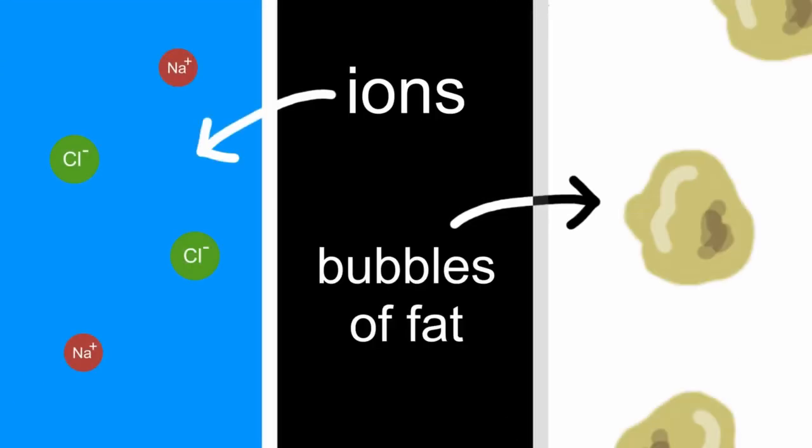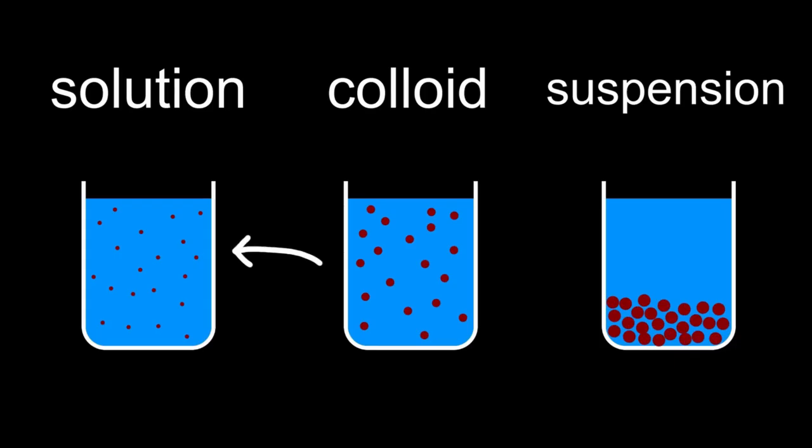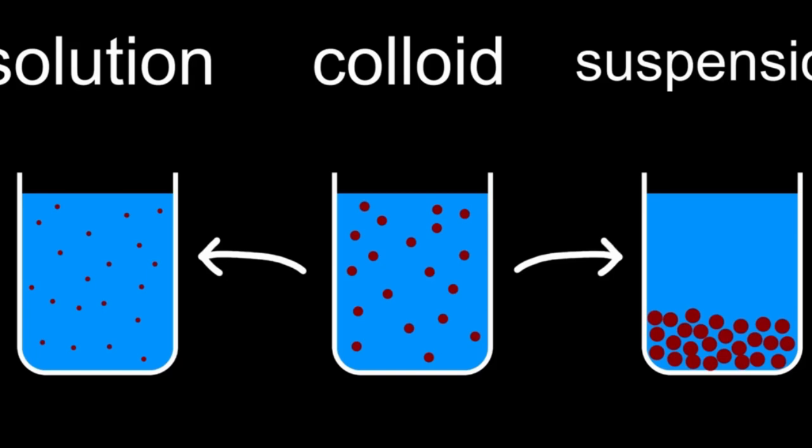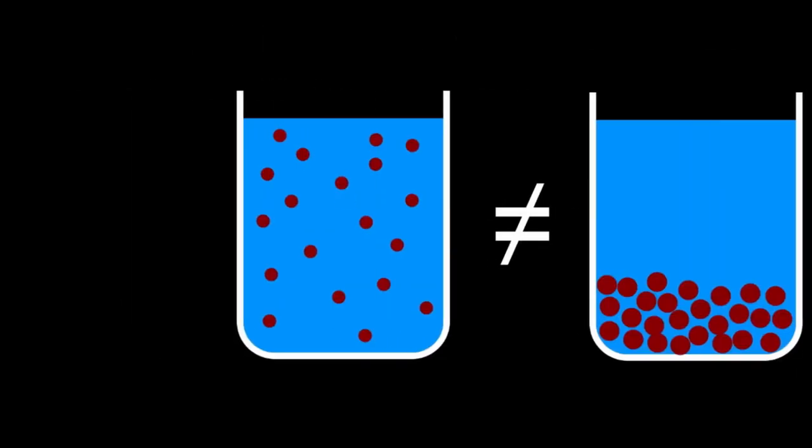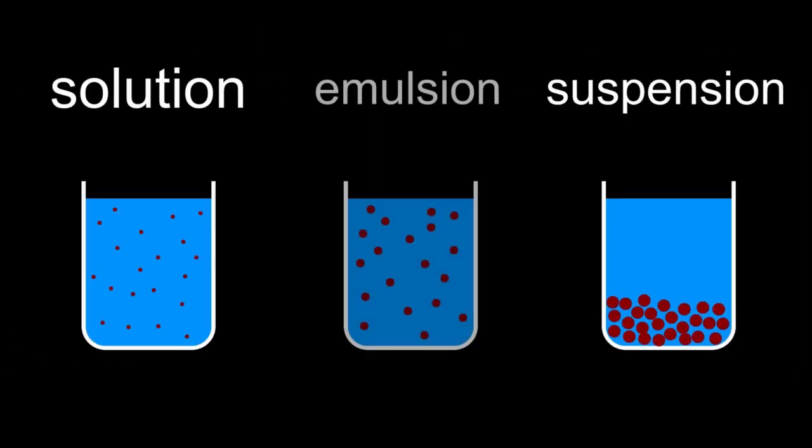Okay, well, what about milk? That looks the same everywhere, so it must be homogeneous. No, milk is something we call a colloid, or more precisely, an emulsion. The difference between salt water and milk is that the solute doesn't fully dissolve in the solvent, meaning there are bigger particles than in a solution, but smaller particles than in a suspension. This allows the particles to stay evenly distributed, but not fully dissolved, placing them somewhere between solutions and suspensions.